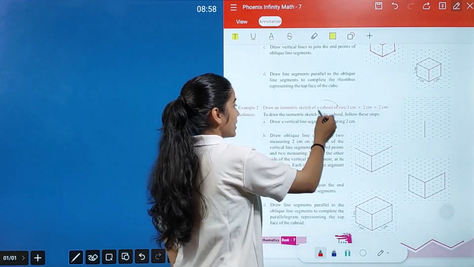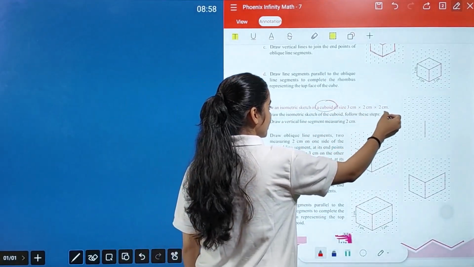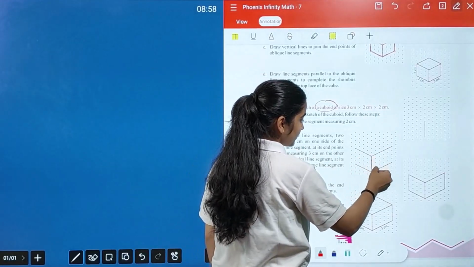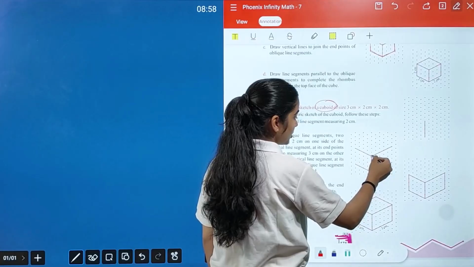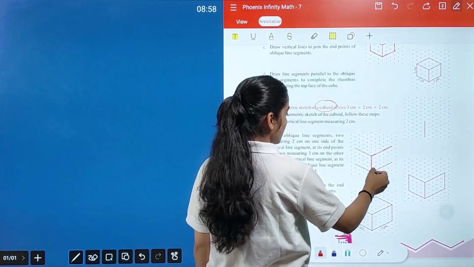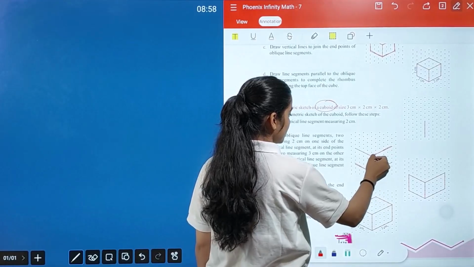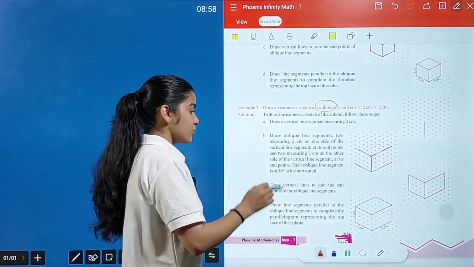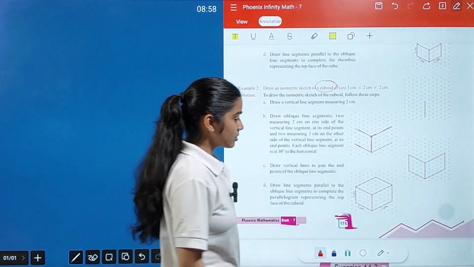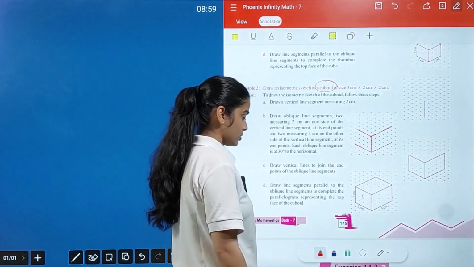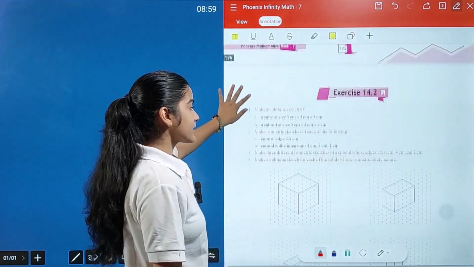Now we have to make a cuboid 3 centimeter, 2 centimeter and 2 centimeter. So this is your 2 centimeter line, and then we have 3 centimeter, 1, 2, 3. Now the same way we proceed here with 2 centimeter and 2 centimeter, because in a cuboid we have rectangular faces, right? So accordingly when you made it, this is your 3 centimeter and this 2 centimeter and 2 centimeter. So now we have our exercise 14.2.